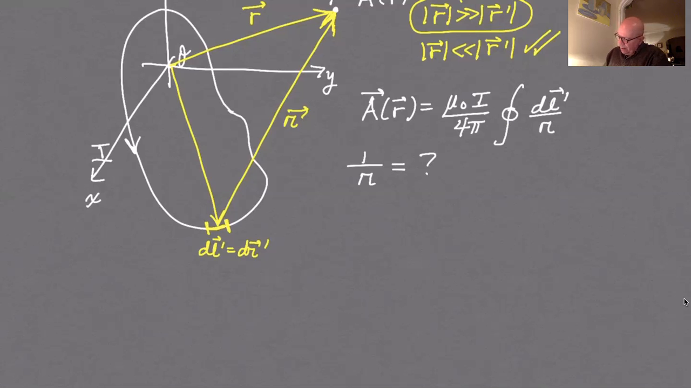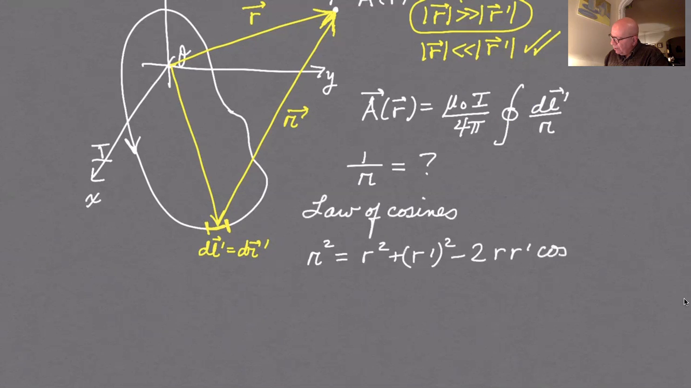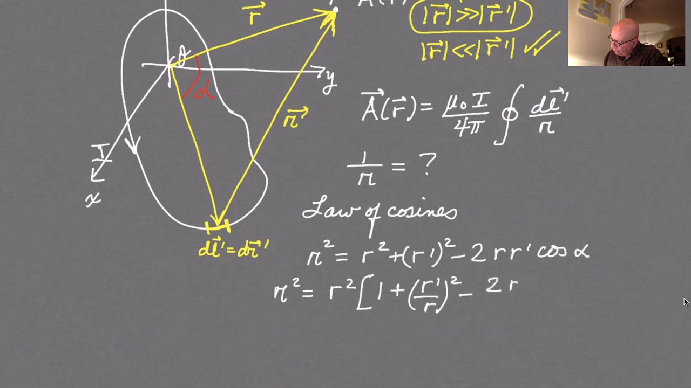Okay, so we're going to use the law of cosines, which says that script r squared is going to be r squared plus r prime squared minus 2 r r prime cosine of alpha, where alpha is this included angle here. That's alpha. Okay, I'm going to factor out an r squared. So this would be r squared times 1 plus r prime over r squared minus 2 r prime over r cosine of alpha.